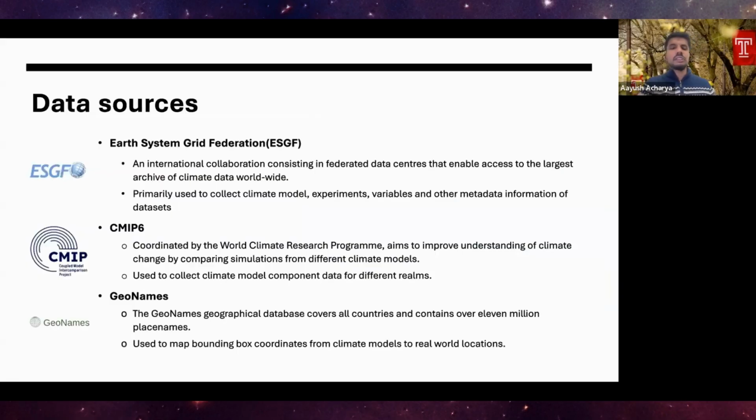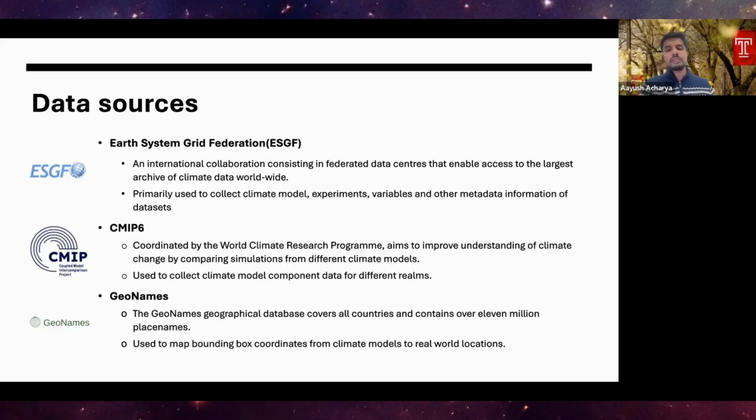So what are the data sources that we use? ESGF, the Earth Science Grid Federation, is a large collection of data sets about climate models, the data that they produce when they are simulated over a certain period of time. They have a large amount of metadata information, and that metadata is used to construct or seed our knowledge graph. Our ontology is manually created with the help of a climate expert, and we just fit the metadata information that we have from ESGF to our knowledge graph.